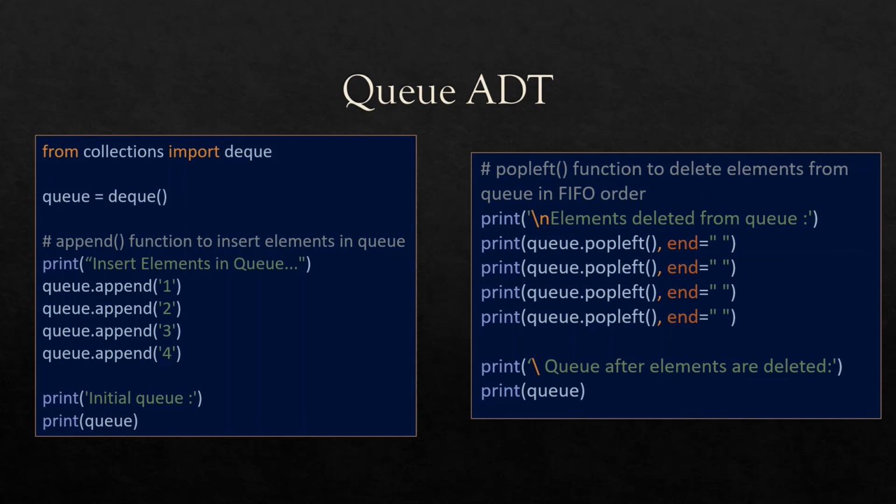The queue ADT found in Python is again found in the collections package as deque. The append function is used to insert the elements, and to ensure that we pop the elements in the FIFO order and not in the LIFO order, we use the function popleft. Popleft always returns the element at the front of the queue.